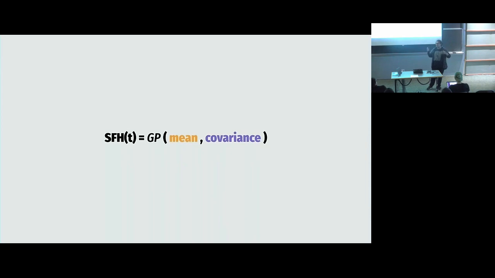What is a Gaussian process? It's essentially an infinite dimensional Gaussian that has 2 properties. One, it has a mean. Essentially every dimension in this Gaussian corresponds to 1 point in time, right? And the mean at every point in time tells you what the mean shape of the star formation history is. And it has a covariance that tells you how the star formation rate at time t and t prime are related to each other. That's it. That's all you need to specify a Gaussian process.